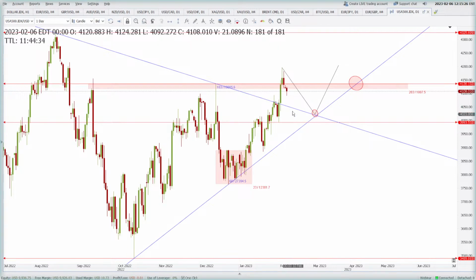But if you are looking for a selling opportunity, I don't think that you should be looking for it, because you have multiple supports on the way down. Now if there are multiple supports, you don't want to become a seller. Okay.